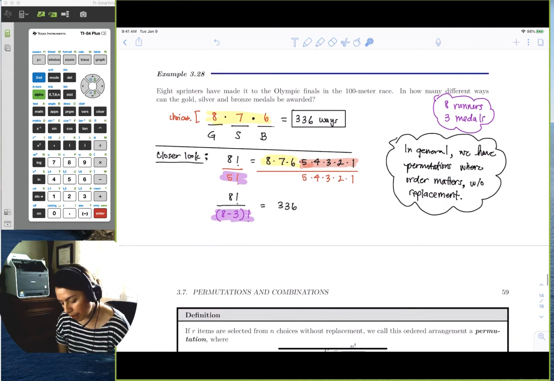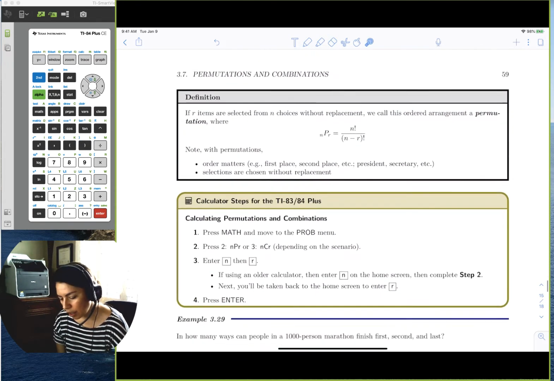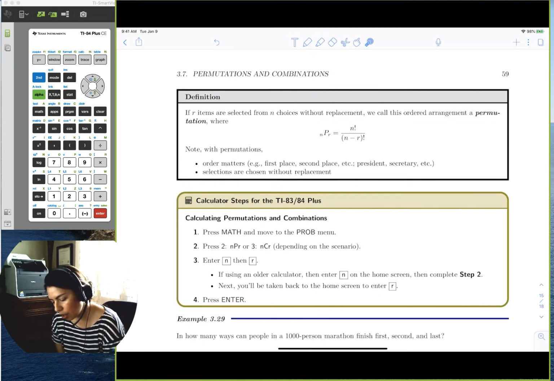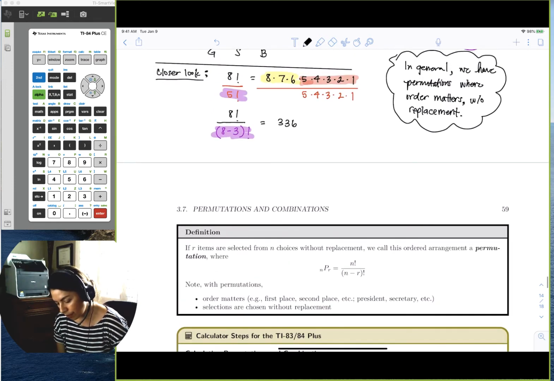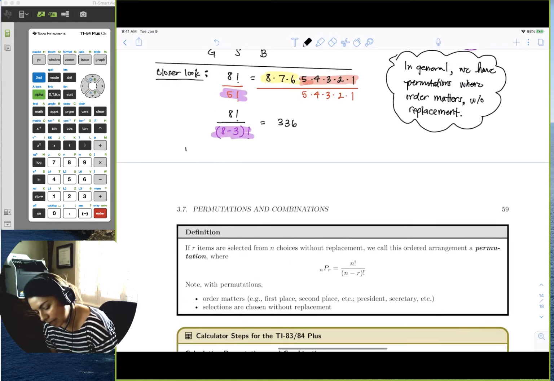Let's look at the formula now. So here, if our items are selected from n choices, we have n pick r, nPr, equal to the number of choices factorial over the number of choices minus the number of categories factorial. So up here in the previous example, we would say that n is equal to 8, r is equal to 3, and we would have 8 pick 3, which is 336.